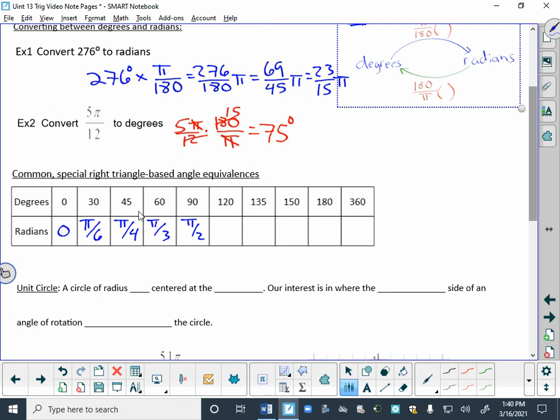120 degrees is 4 pi over 3 radians. 135 degrees is 3 pi over 4 radians. 150 degrees is 5 pi over 6 radians. 180 degrees is pi radians. 360 degrees is 2 pi radians. Some other ones that we can get in there, but these are ones that we're going to become very, very familiar with. Okay.